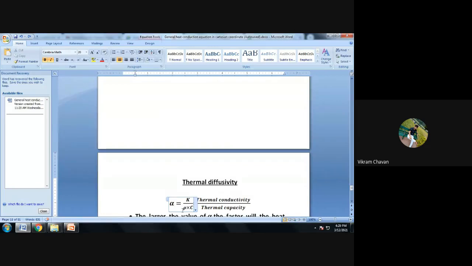Now we will focus on the name of this alpha, that is thermal diffusivity. What is meant by diffusion? Let us consider this term, diffusion. Diffusion means what? In Marathi it is called pasarne.